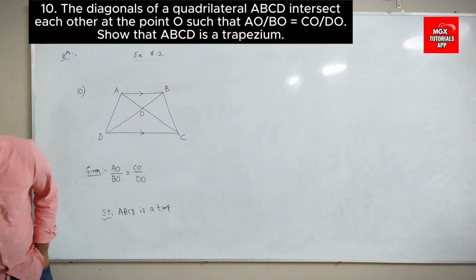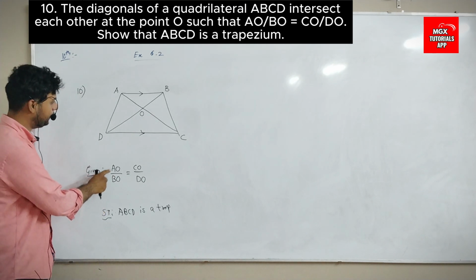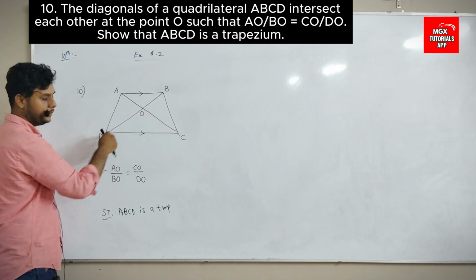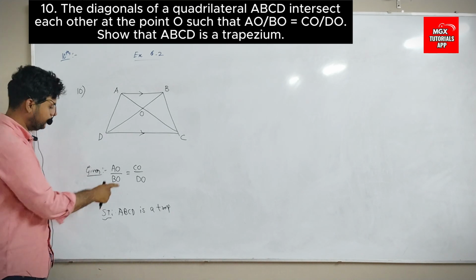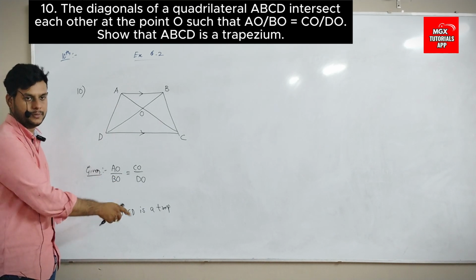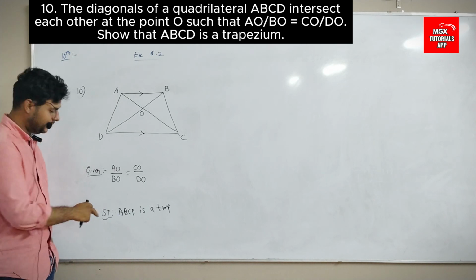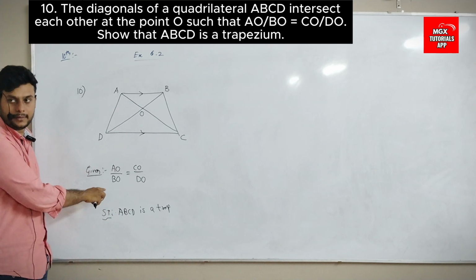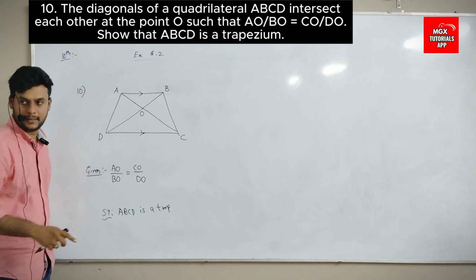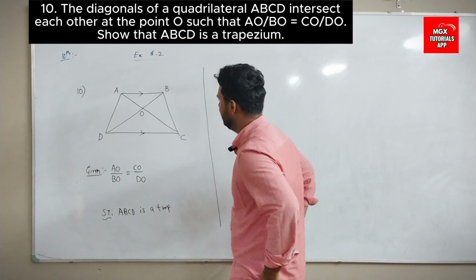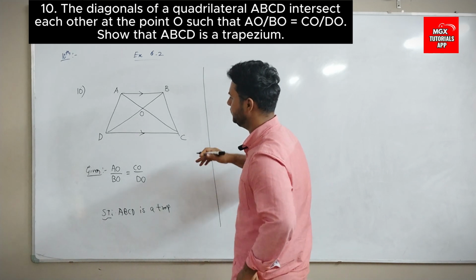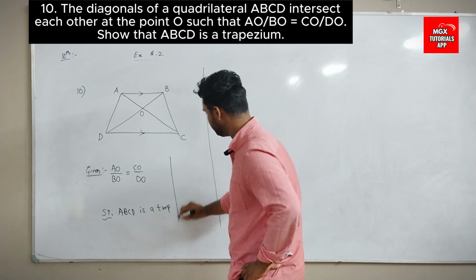It's given to me that AO by BO is equal to CO by DO. In the earlier sum we proved the trapezium property. By using that, I should now prove it is a trapezium. So it's the converse of that sum. So how can I start, any idea?